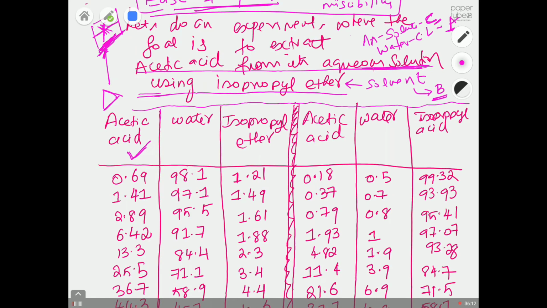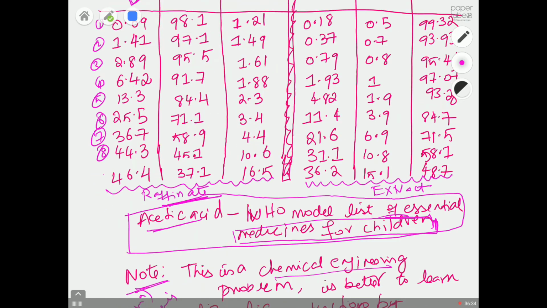So that's the goal. We need to move acetic acid from aqueous solution to the solvent side. Somebody did this experiment already, and then they obtained this type of values. So this is experiment 1, experiment 2, experiment 3, experiment 4, experiment 5, 6, 7, 8, 9. They performed 9 experiments, and these are the values they got. They already separated the extract and the raffinate, and they already calculated the weight percentage in each of these fractions.